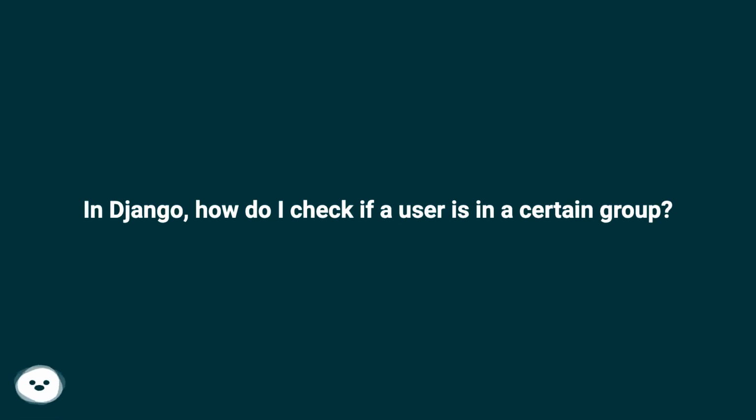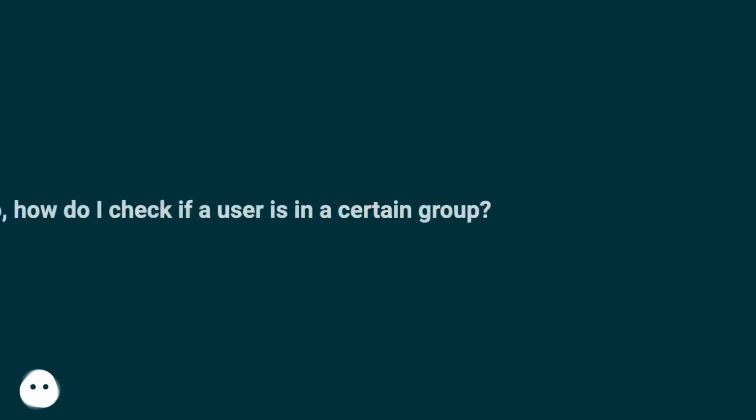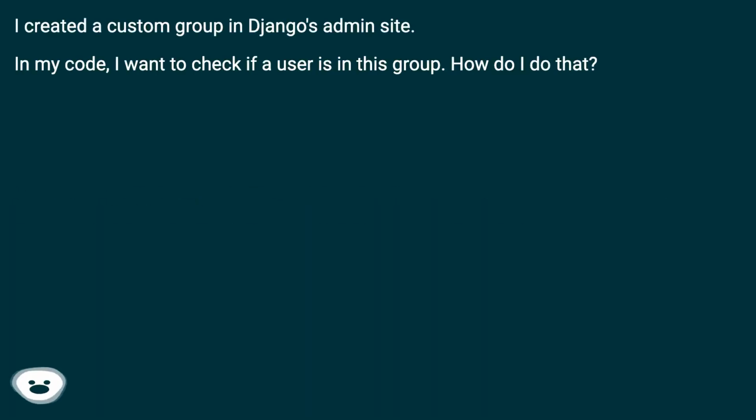In Django, how do I check if a user is in a certain group? I created a custom group in Django's admin site. In my code, I want to check if a user is in this group. How do I do that?